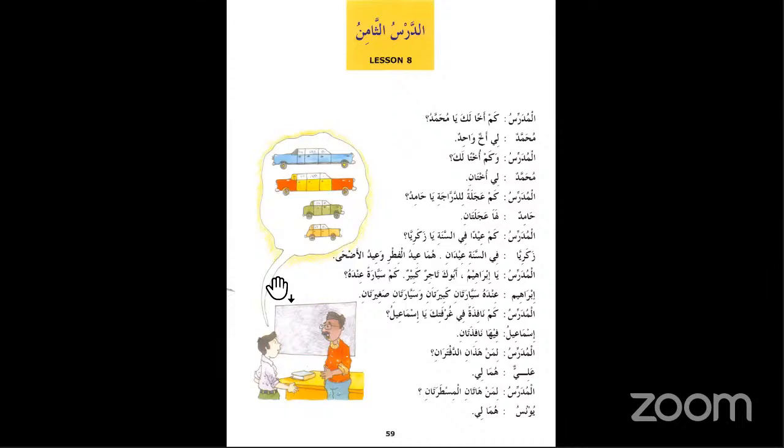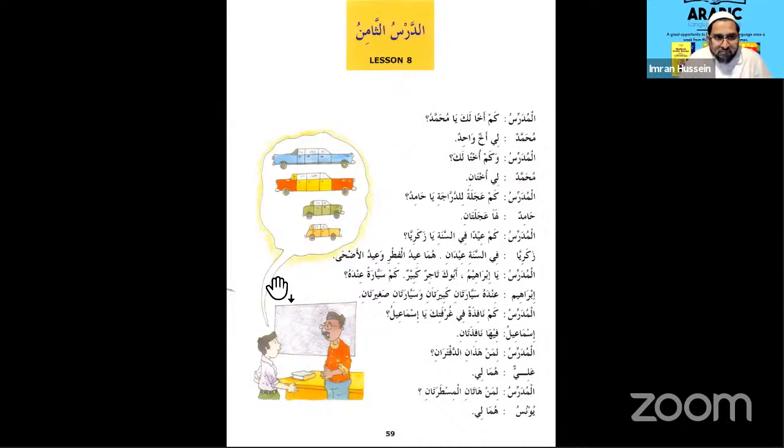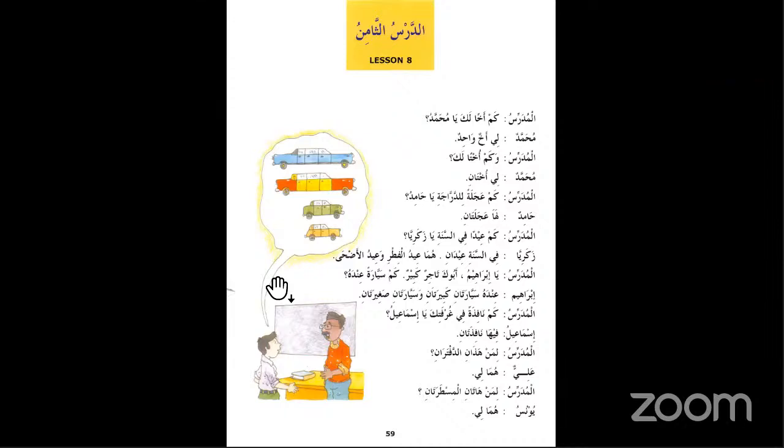لمن هاتان المسطرتان. And here we're using hatani because it's feminine, for the rulers. Ahsan. For whom are these two rulers, or who do these two rulers belong to? Huma li. It's the same. They are for me, and huma is for the both. Li, mudaf, mudaf ilayh.